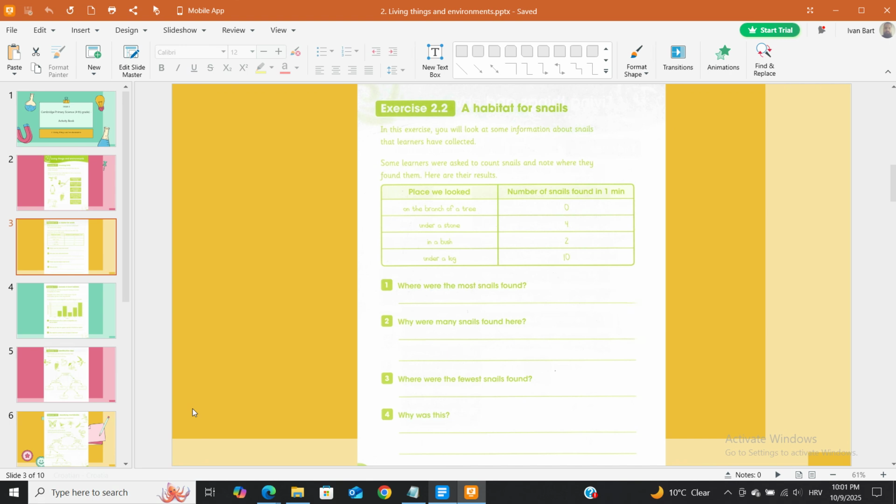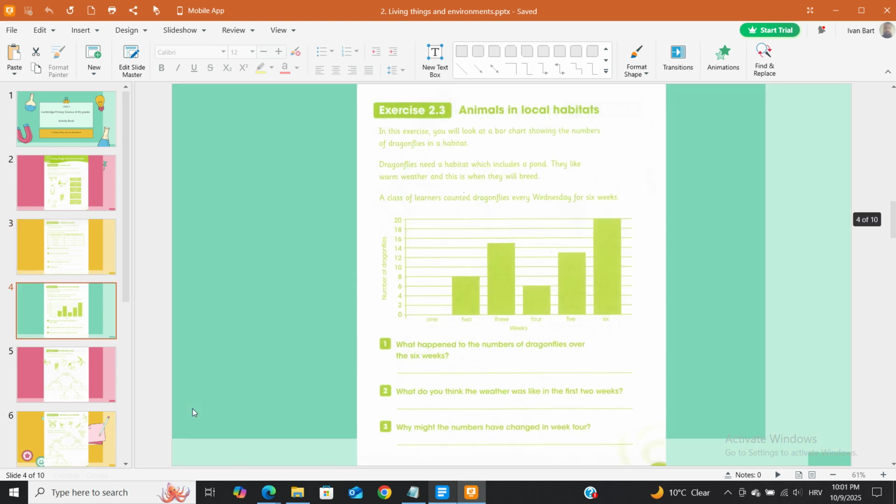1. Place we looked: on the branch of a tree, under a stone, in a bush, under a log. Number of snails found in 1 minute. Where were the most snails found? 2. Why were many snails found here? 3. Where were the fewest snails found? 4. Why was this?